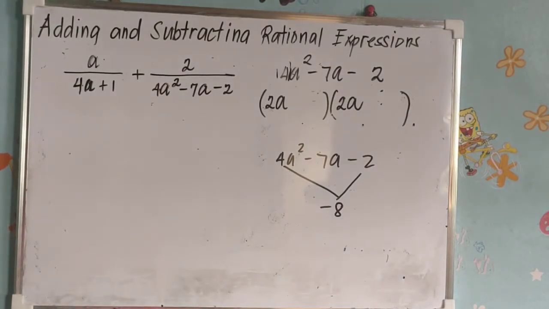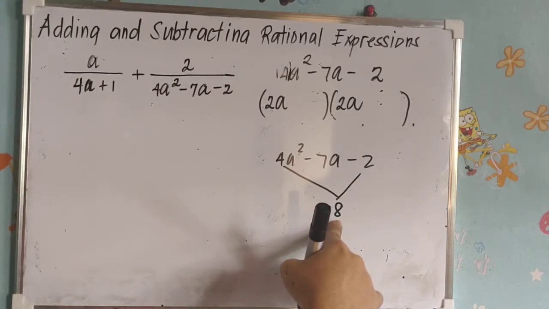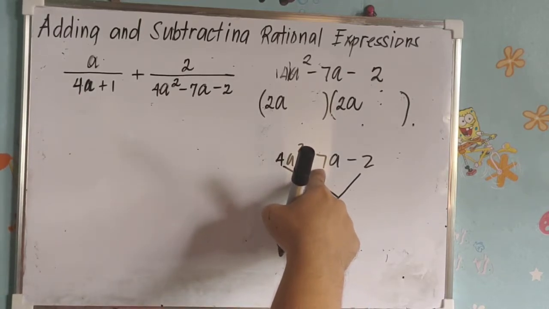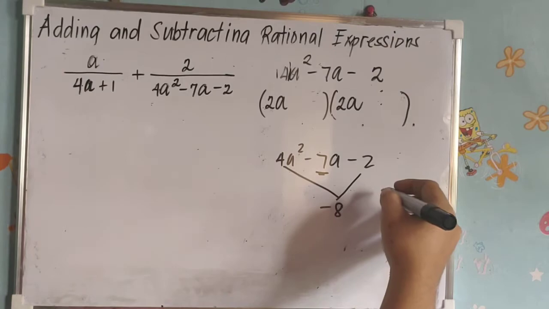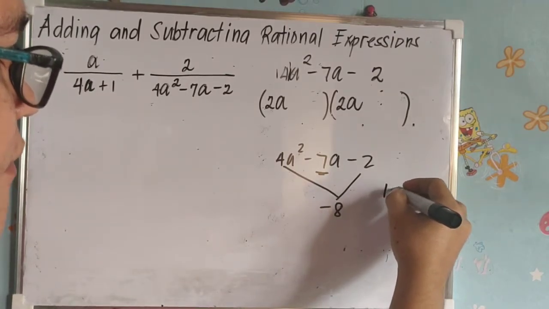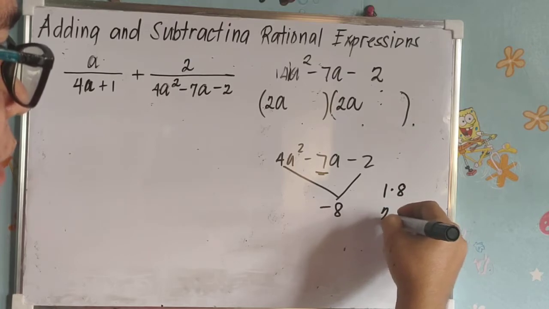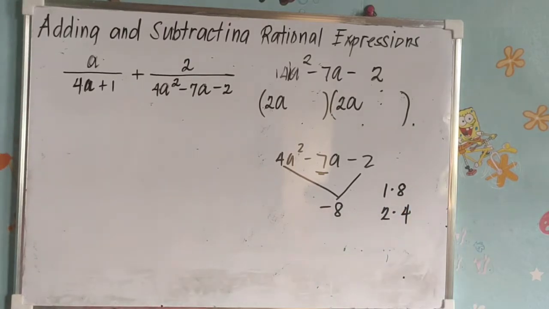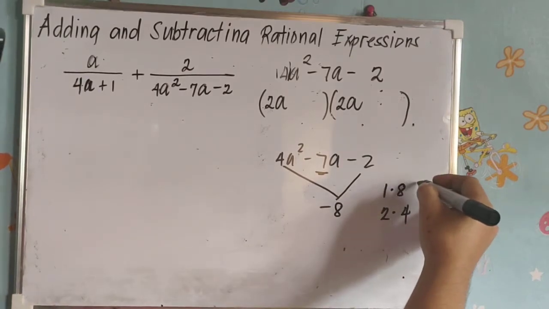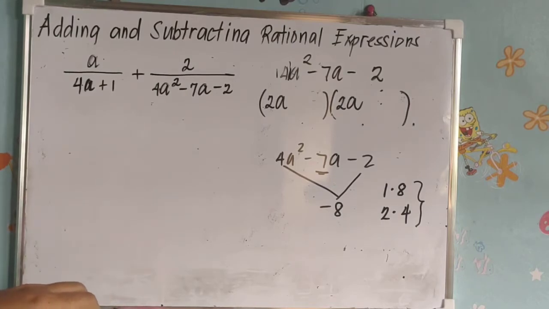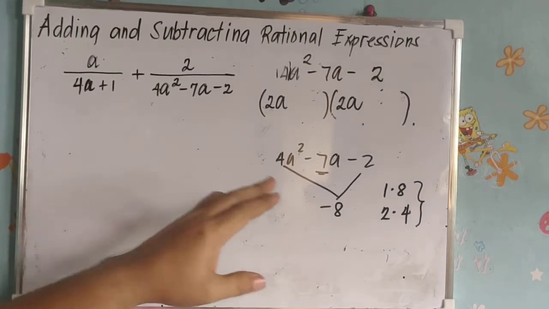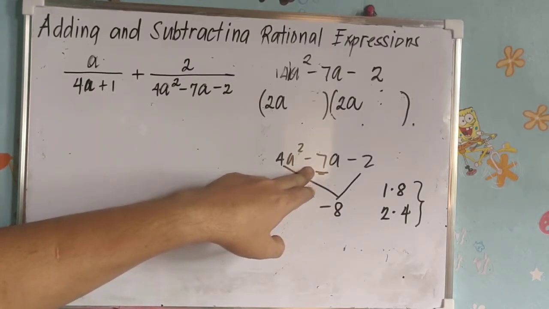Okay? So negative 8, meaning one of the factors is negative, and we are looking for factors of 8 that when added is 7. Here, the middle term. So if we're going to list down all the possible factors of 8, we only have 1 times 8, and we have 2 times 4. So between these possible factors, we are looking for possible factors of 8 that when added is negative 7.